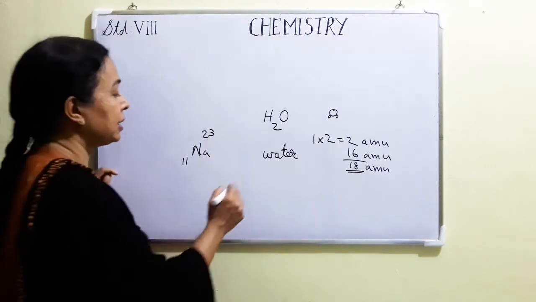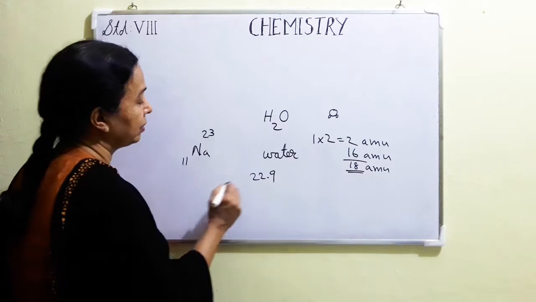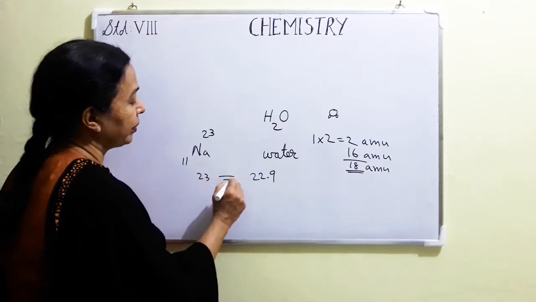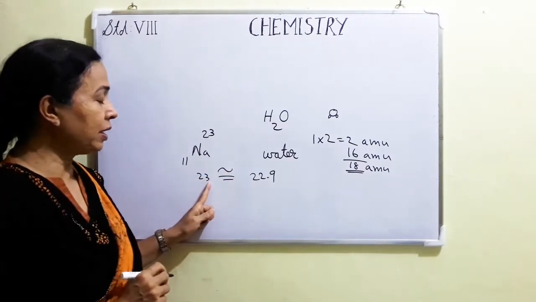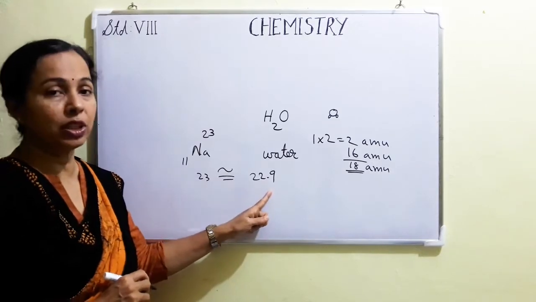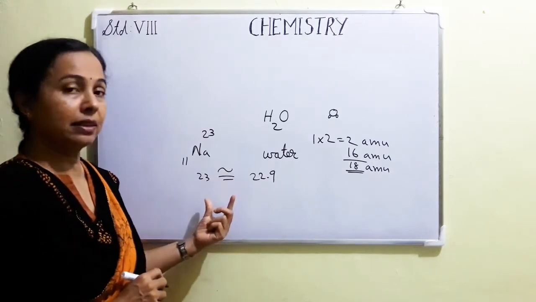Okay, atomic mass is 22.9. They are almost equal. This is 23, mass number is 23. Atomic mass is 22.9. How is it like this?